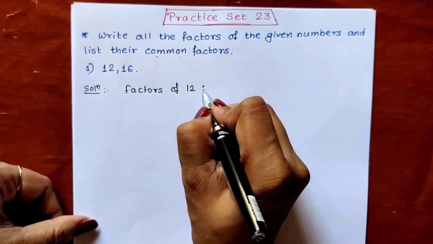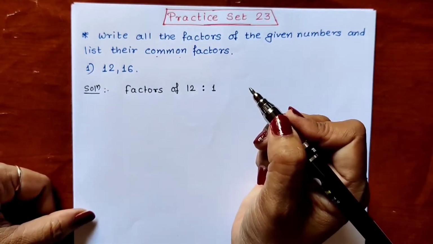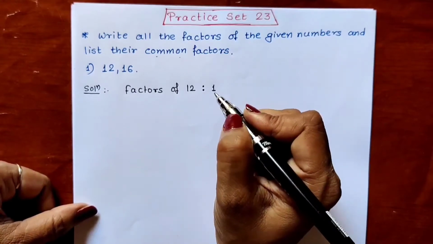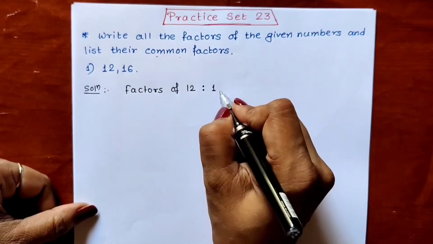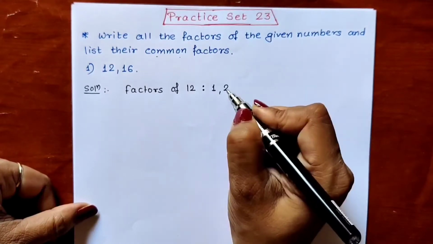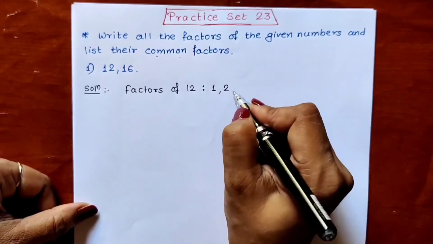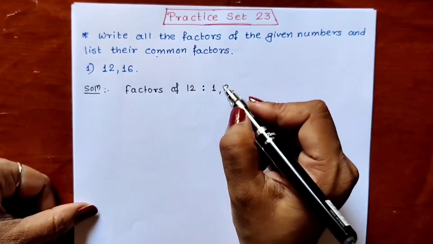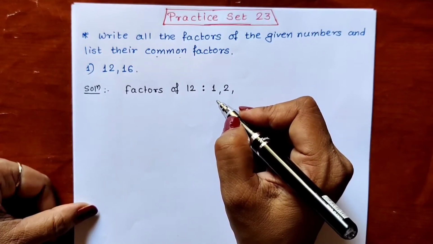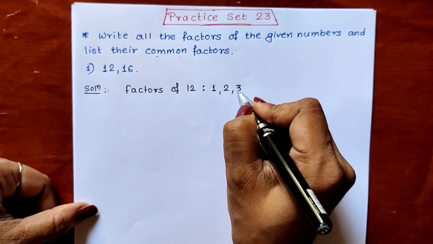Now 1 is a factor of all numbers. We all know all the numbers are divisible by 1. Correct? Now, is it divisible by 2? 12 is divisible by 2. Yes, we all know 2 6s are 12, and that's why 12 is divisible by 2 and 2 is a factor of 12. 12 is divisible by 3? Yes, we all know 3 4s are 12, so it is divisible by 3.